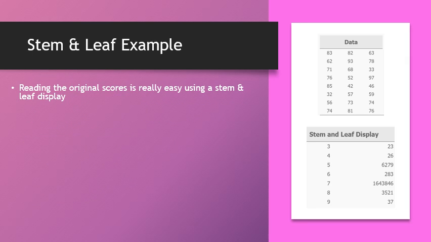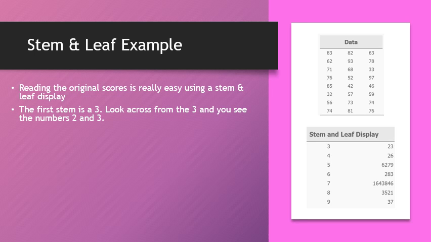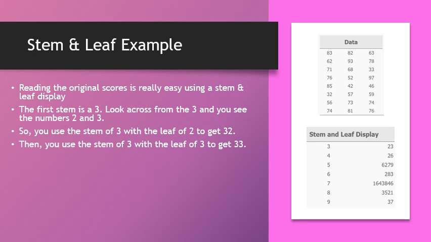So let's keep with the same data set and say you want to go backwards and you have a stem and leaf display and you want to see what the original scores were. This is really easy. So let's look at the first stem, which is a 3 in the graph below the stem and leaf display. Look across from it. You see the numbers 2 and 3. So to go backwards, you first use the stem of 3 with the first number of 2, and that gives you 32. And then you would use the stem of 3 with the second number 3, which gives you 33. So the two original scores in the 30s would be 32 and 33.